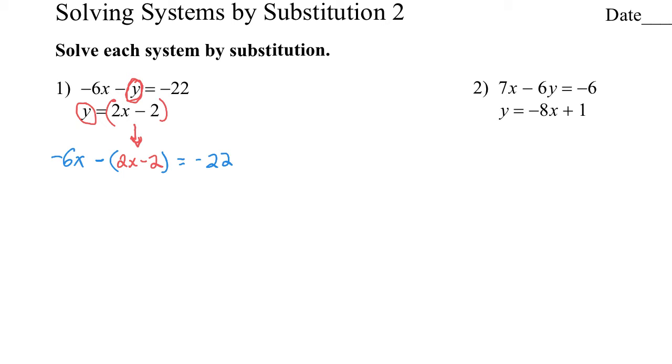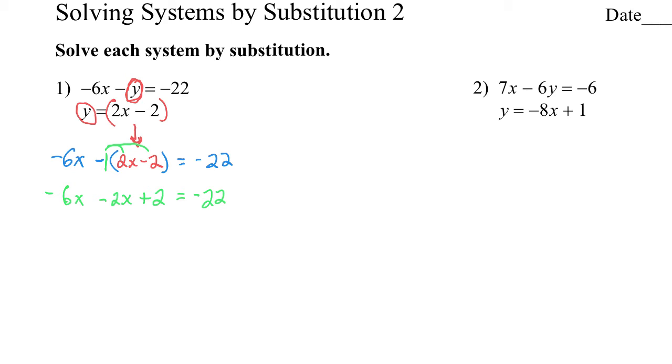So you can't forget about this negative. Think of that as having a negative 1 in front of the parentheses. And so you have to distribute the negative into the parentheses. So it's going to be negative 2x and then a positive 2. And then I'm going to drop everything else down.